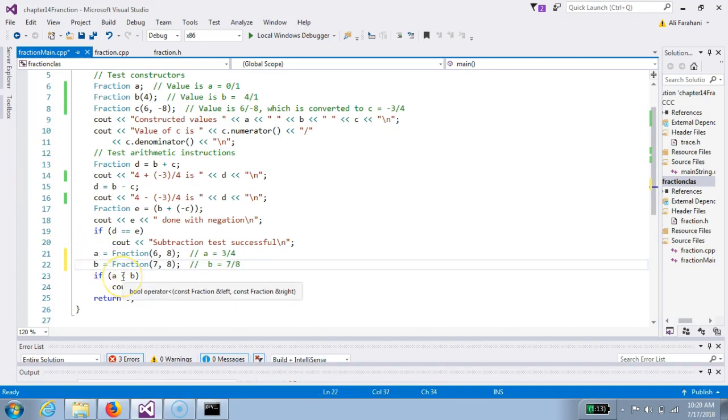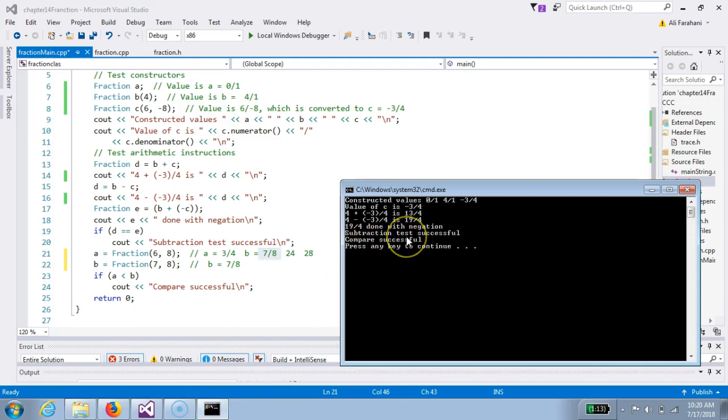And then we do the comparison. We have again overloaded the comparison function. So if a is less than b, is it true that a is less than b? This is b, 7/8. If I do the comparison, 3 times 8 is equal to 24. Right? I multiplied 3 times 8, 24, and then we have 4 times 7, that's 28. Well, b is larger. So a is less than b, compare is successful. Let's see what we have. That is true. Compare is successful.